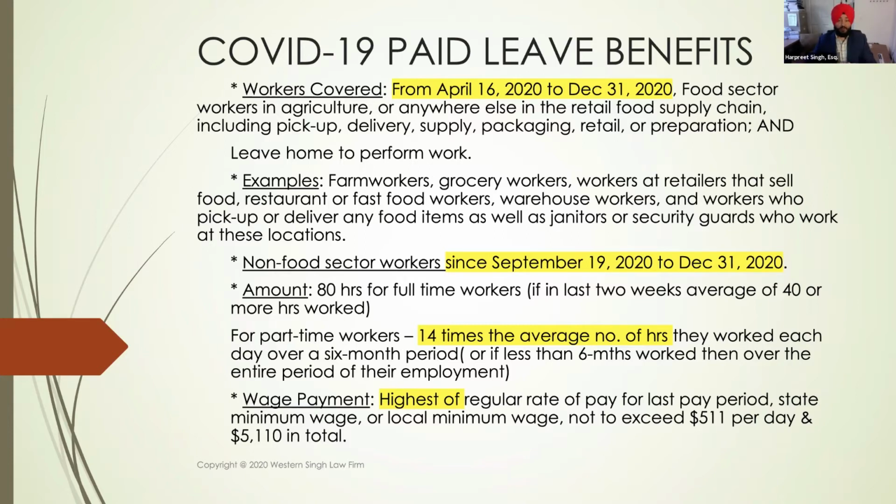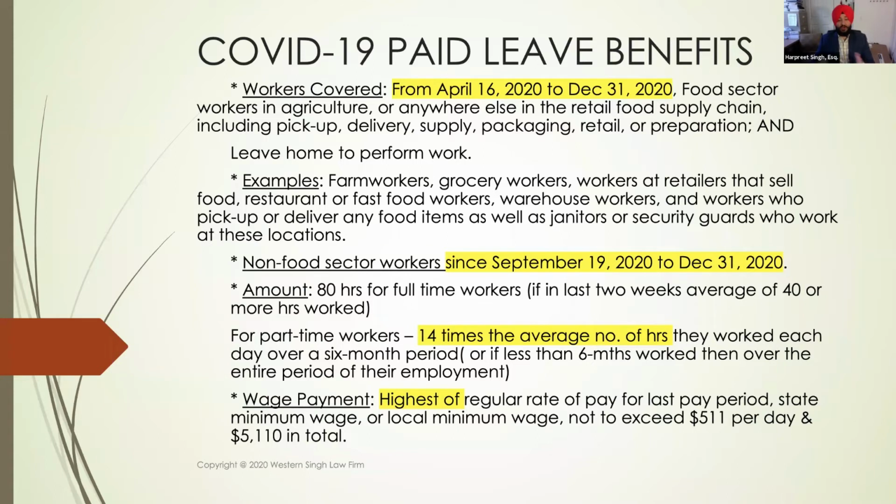has 500 or more employees. In terms of amount, it's the same as we looked at with the previous leave. It's 80 hours for full-time workers. For part-time, it's a different calculation: 14 times the average number of hours they worked each day over a 6 month period. If an employee hasn't worked 6 months, you just count that much time frame to average out the number of hours, and then multiply that by 14.